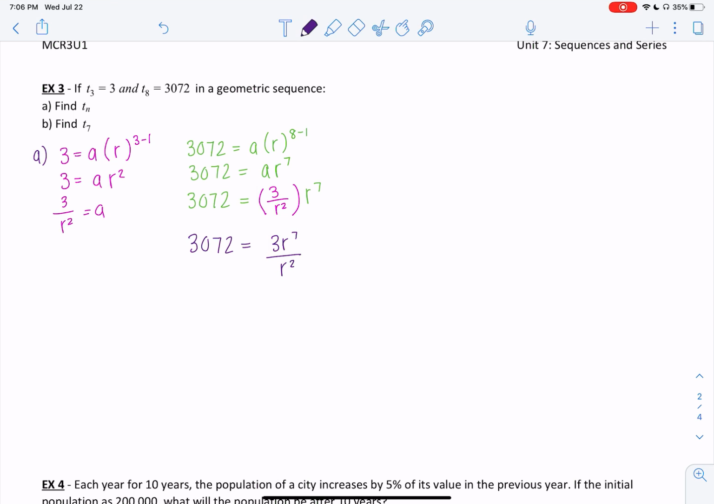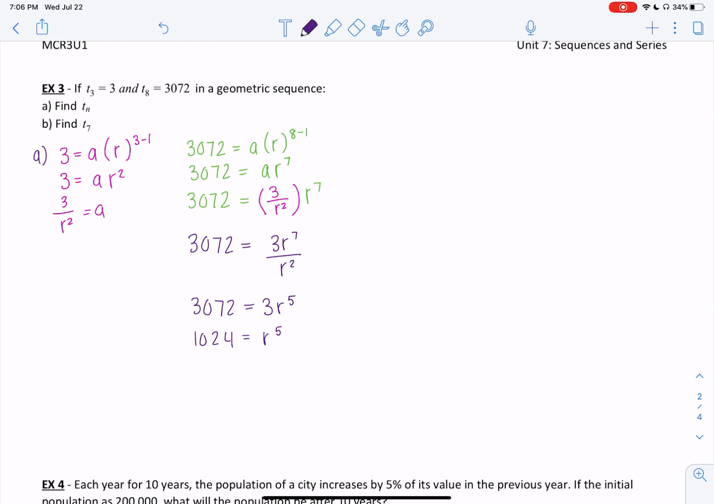Now we know our exponent laws. Because I have two things with the same base, I keep my base and I subtract my exponents. So 7 minus 2 is 5. So now to isolate r, I need to divide out that 3. So let's divide out that 3 on both sides. So 3072 divided by 3 will give me 1024 equals r to the power of 5.